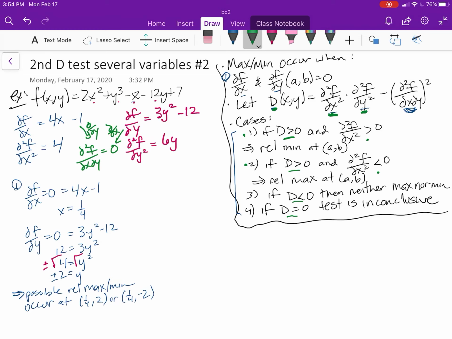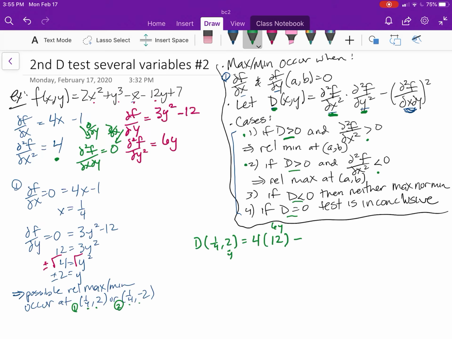So moving on, next we need d. Now for d, if we have a variable, we have to check both of these, right? This will be like one point we're checking, this is another point we're checking. So d of, we'll do the first one, 1/4, 2. It tells us take the second partial x. Well, that we got 4, multiplied by second partial y, which is 6y, right? But y is 2, so 6 times 2 is 12.